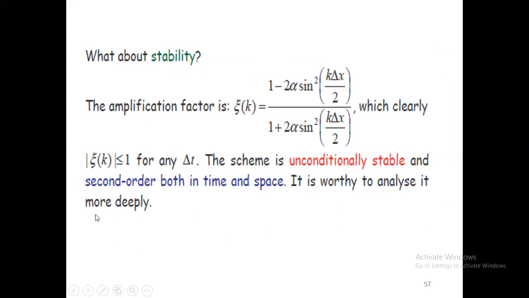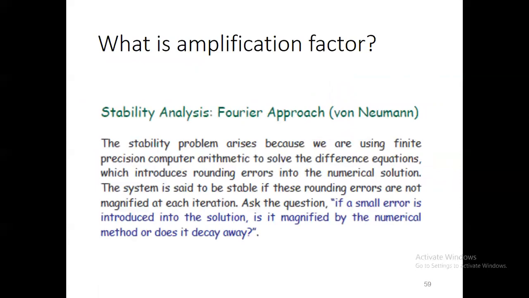It is worthy to analyze it more deeply. For that good reason, I have given you the homework, so that side by side you will be able to analyze the results for different step sizes. Now students, what is the amplification factor? The stability analysis for the Fourier approach, the von Neumann method. Now we have not gone through this in detail, but this is homework. This is not an assignment, but a homework to read from the document pde.pdf in detail about the stability analysis.